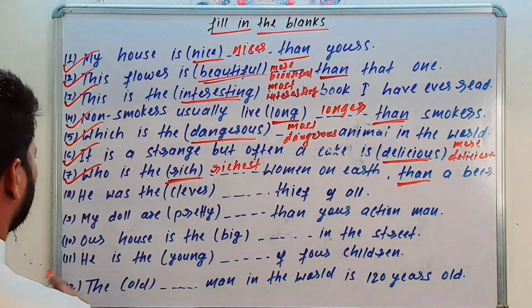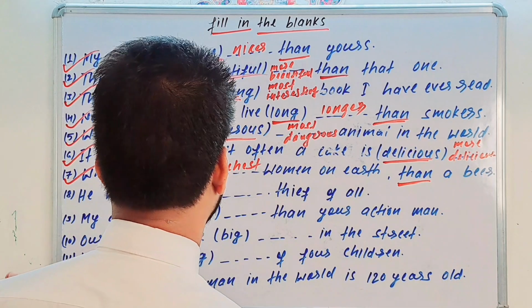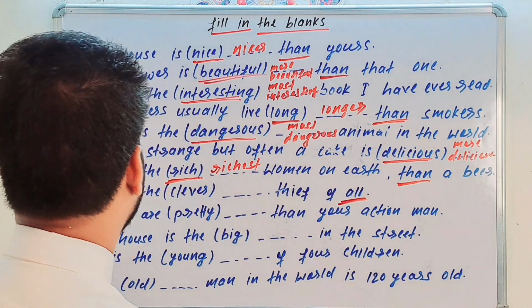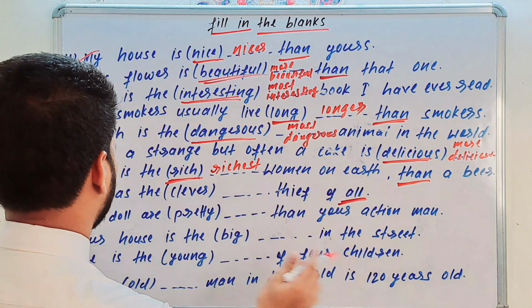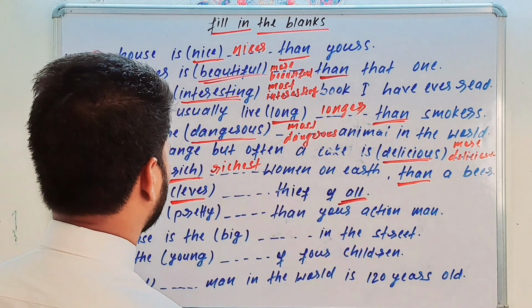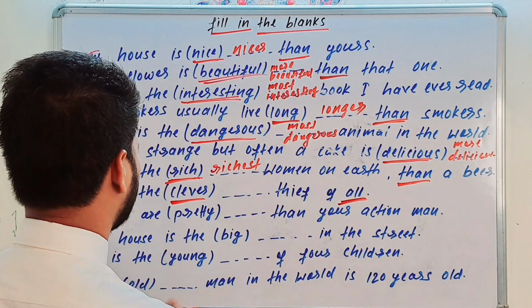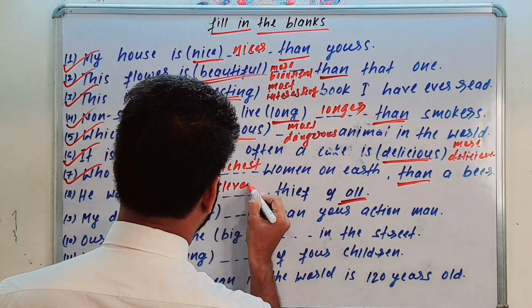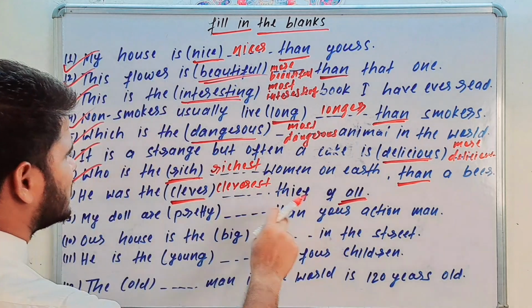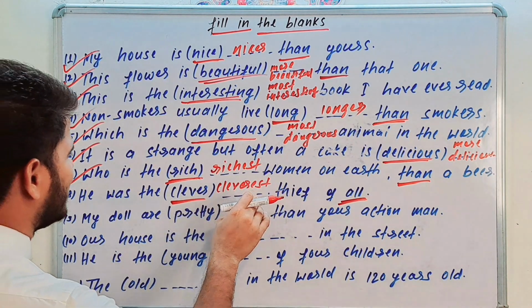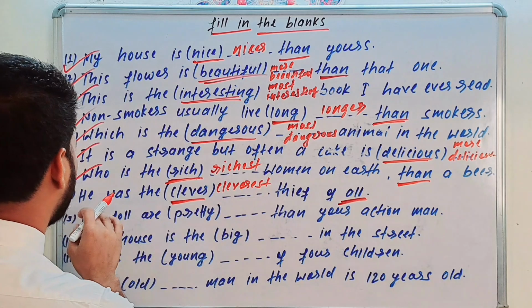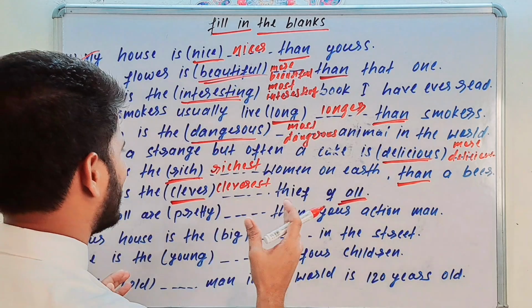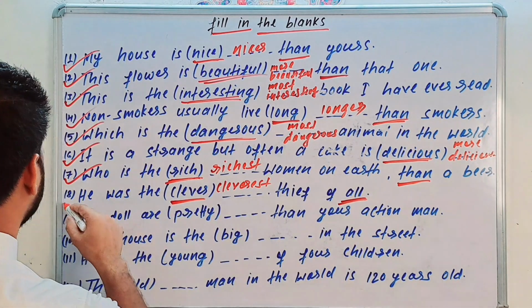Next one. He was the dash thief of all. Again, see, all. So we have to select one in all, like he was the cleverest thief of all. Convert this clever into superlative form by adding est. He was the cleverest. So this is the superlative degree of clever by adding est at the end of the word. He was the cleverest thief of all. One in all.